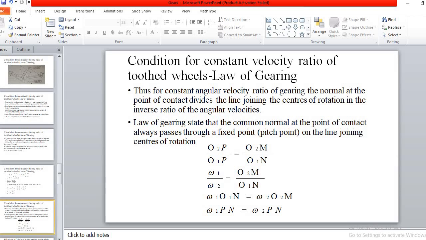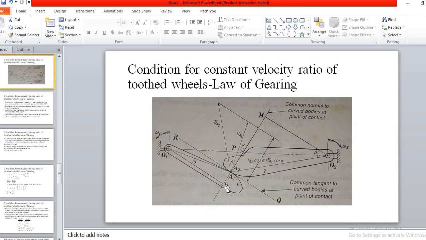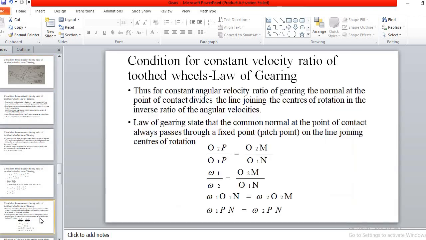So the common normal at the point of contact always passes through a fixed point. We draw a common normal MN through this point of contact. This common normal drawn at the point of contact always passes through this pitch point P. This is called the law of gearing.